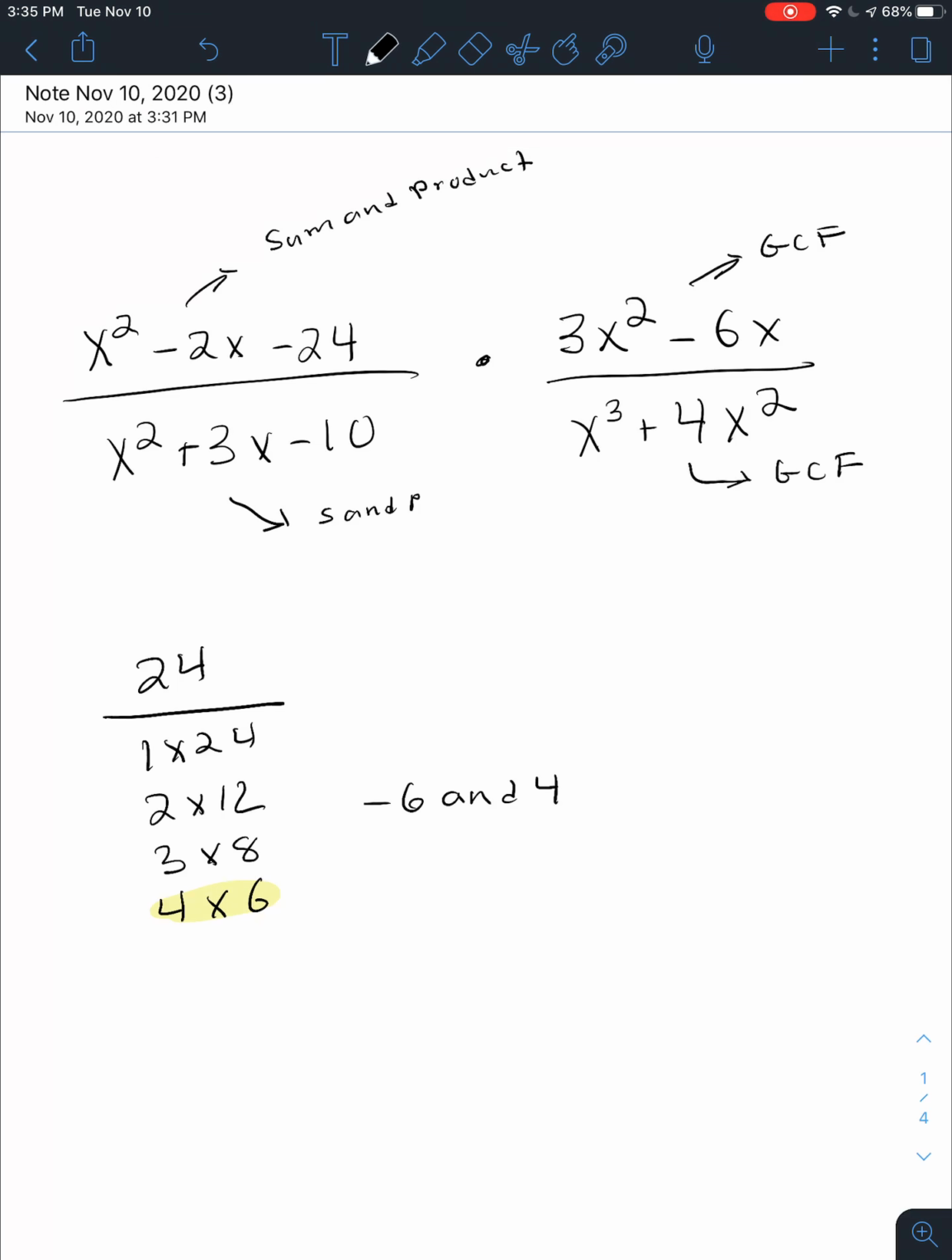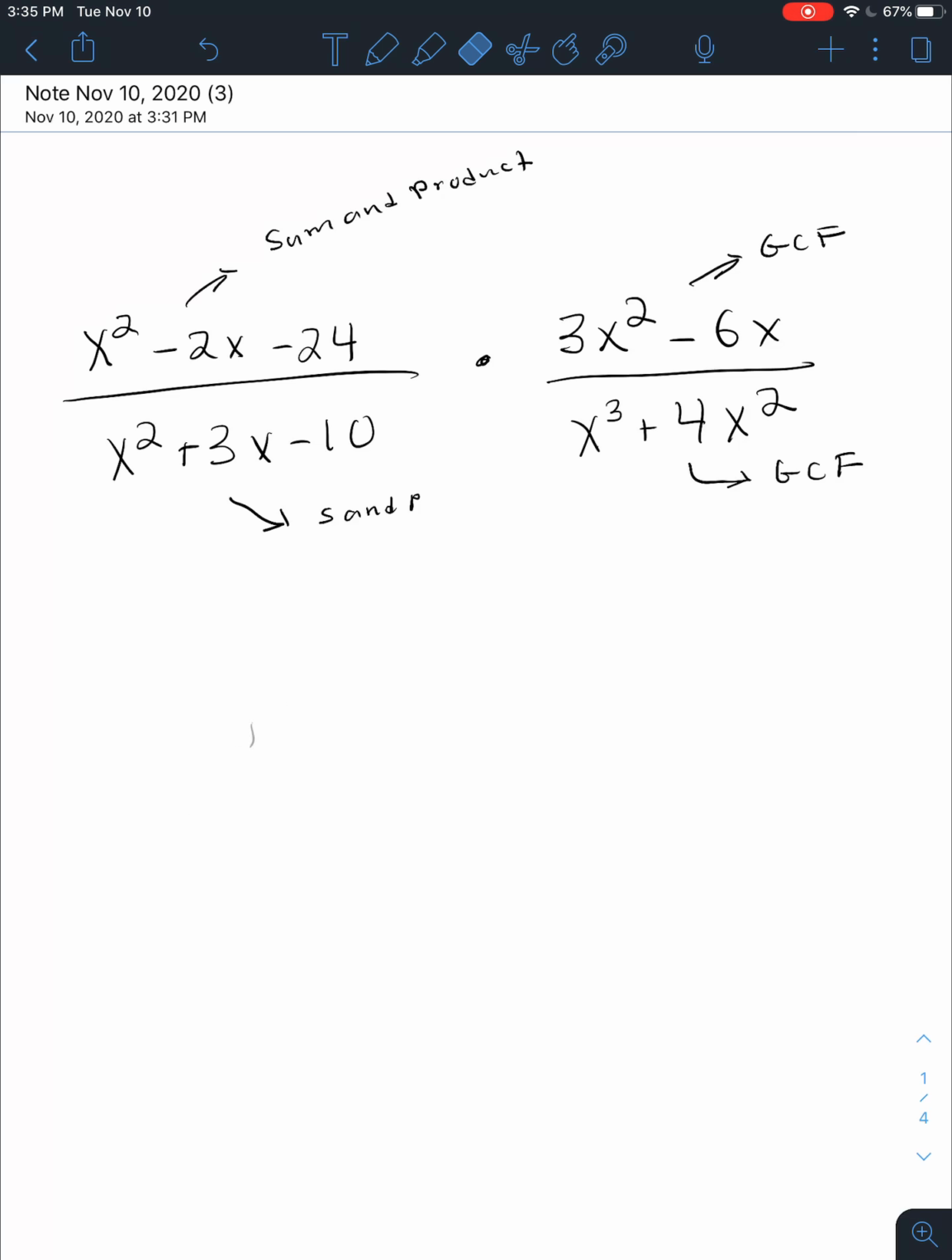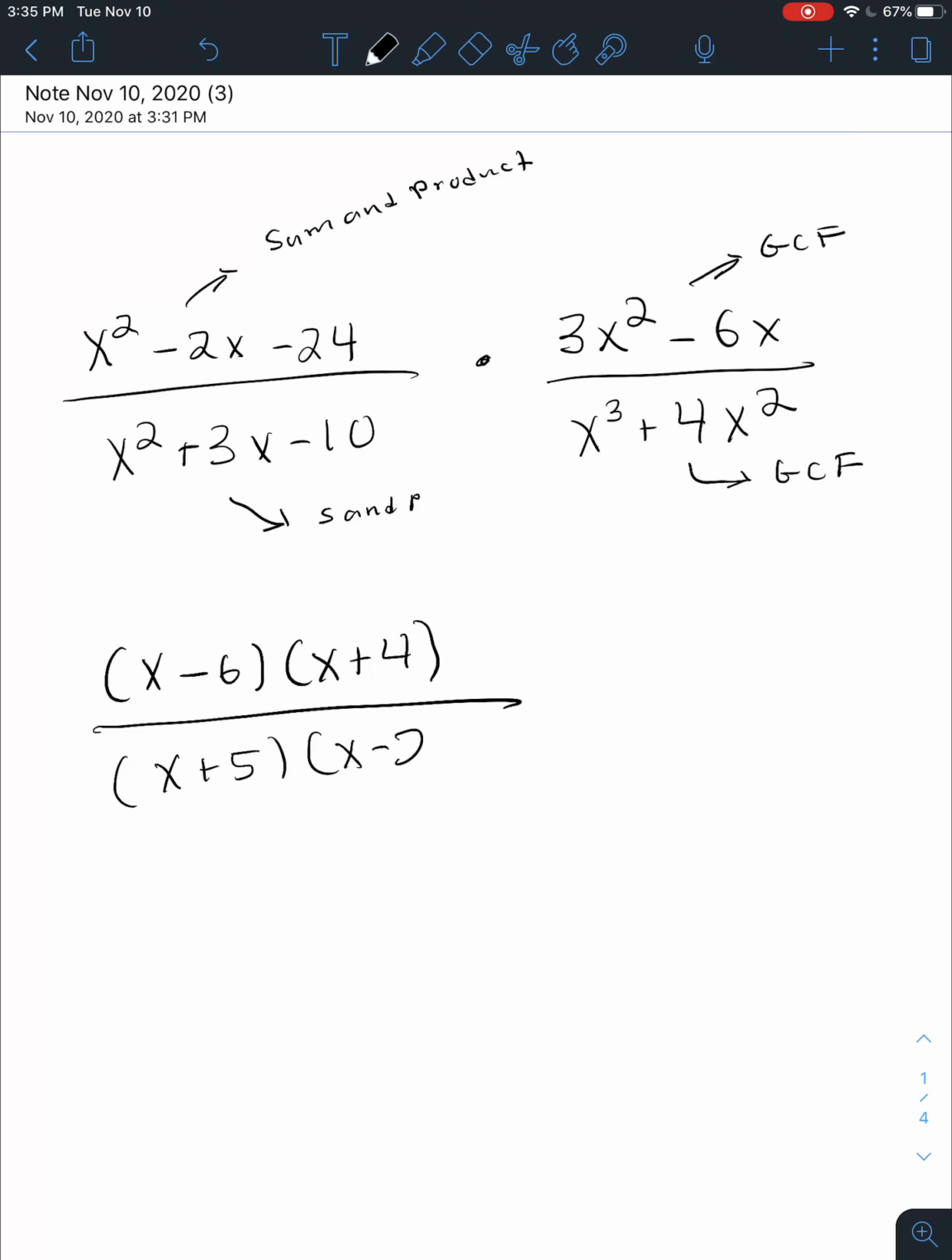So that's the process I'm going through when I'm doing these problems. I'm not going to show this work for every problem, but I just wanted you to know how I'm thinking about them. I'm going to erase this and write my answer. So I have x minus 6, x plus 4. And for the bottom, I have two numbers that multiply to negative 10 and add to 3. I hope you see that's x plus 5, x minus 2. How do I check? 5 times negative 2 is negative 10, and 5 minus 2 is positive 3.